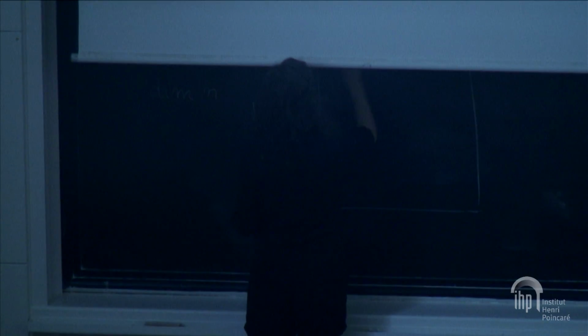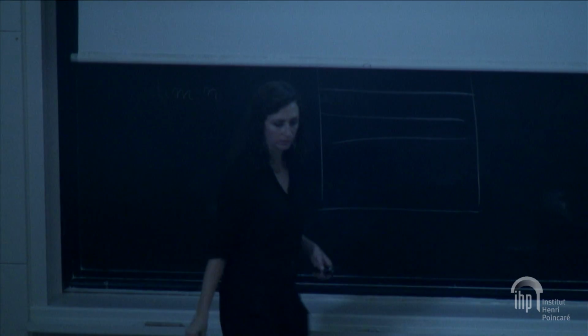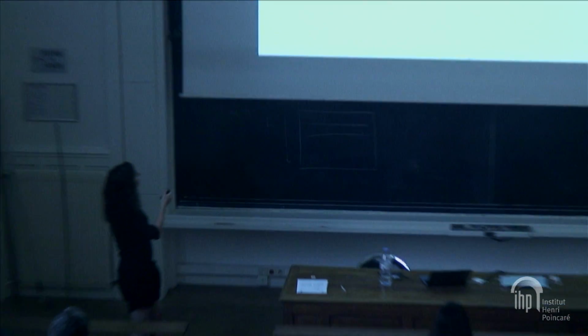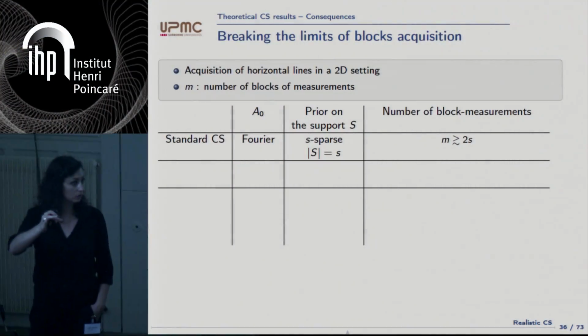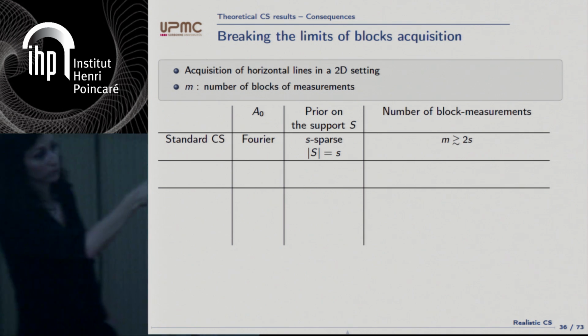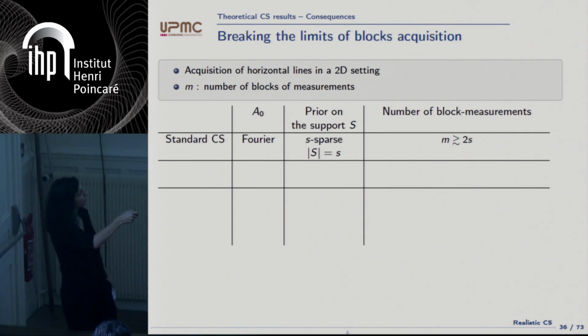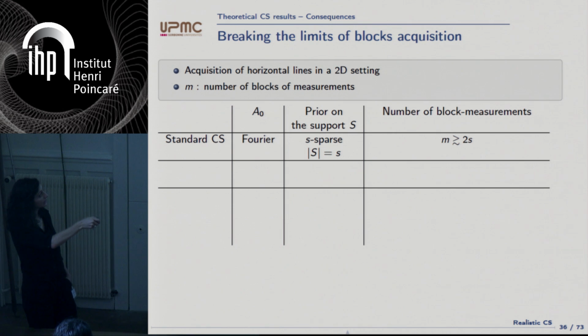I have a 2D acquisition space of size square root of n, and I just take horizontal lines at random. Okay? And m here is just the number of lines that you take. You recall that in the first limitation proposition that I gave in the introduction, I said that if A0 is Fourier, so it's separable, and if I only know that my support is S-sparse, I have a necessary number of measurements that should be bigger than 2S, which is really bad.